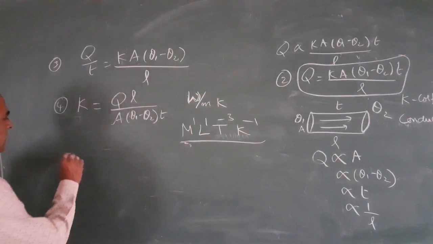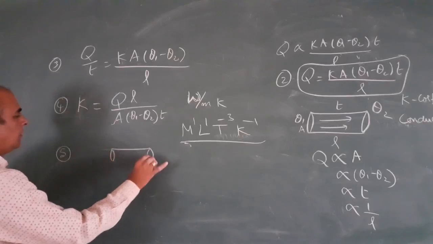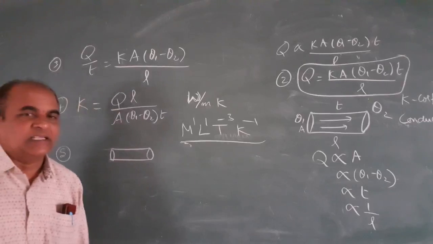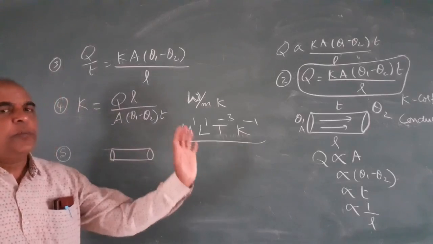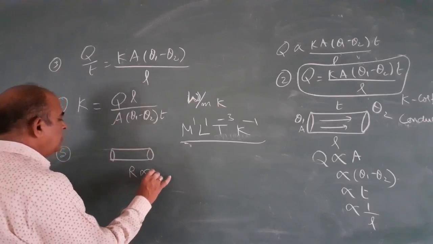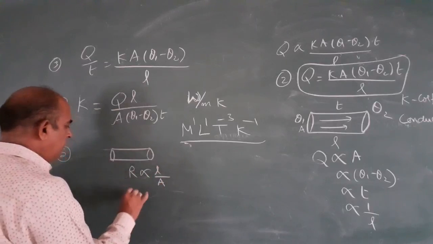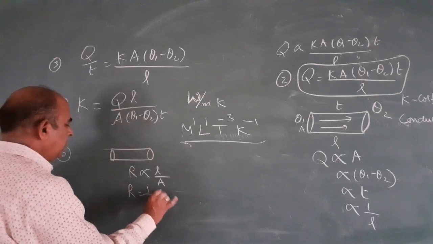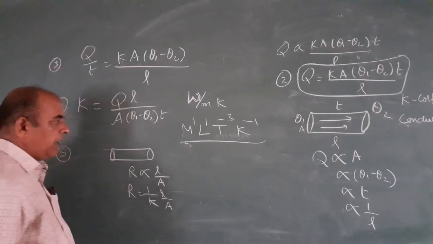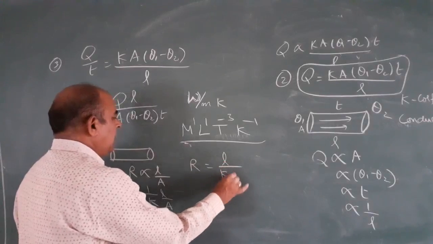Next, point number 5. There is a rod. It has a thermal resistance, just like electrical resistance. It opposes the flow of heat energy. Thermal resistance is directly proportional to length and inversely proportional to area of cross section. Therefore, thermal resistance is equal to 1 by K into L by A. Here also K is called the coefficient of thermal conductivity. Thermal resistance formula is L by KA.